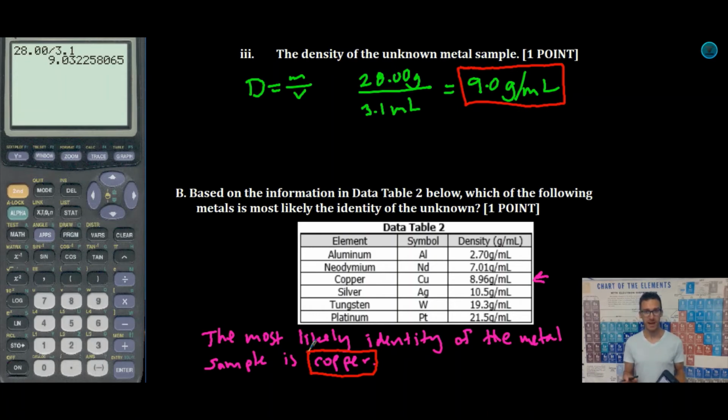Keep in mind, if you've calculated your density incorrectly in A subpart III, as long as you're choosing an element based on the density you've calculated, you can still earn full credit.